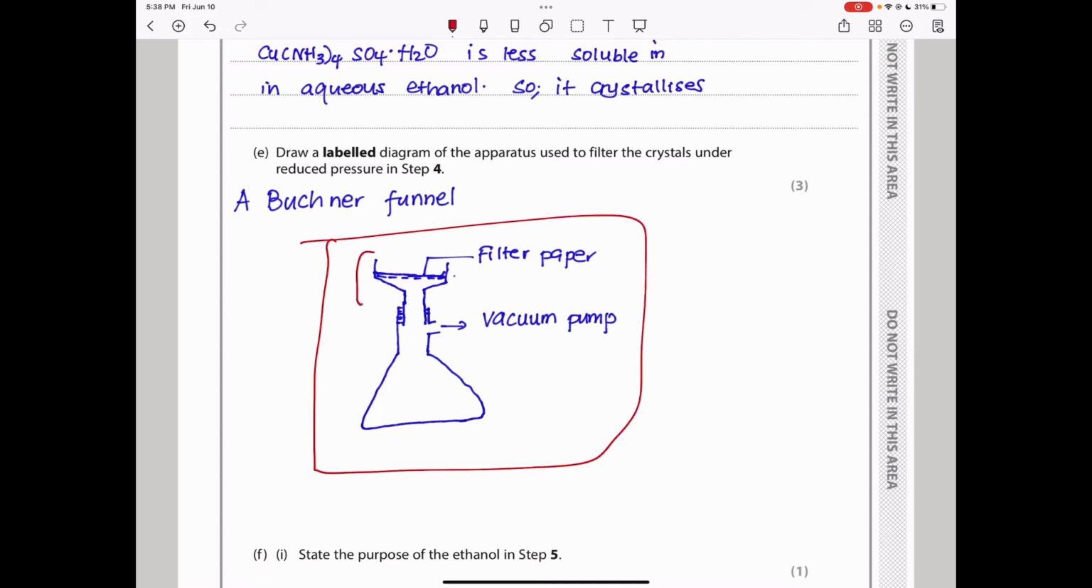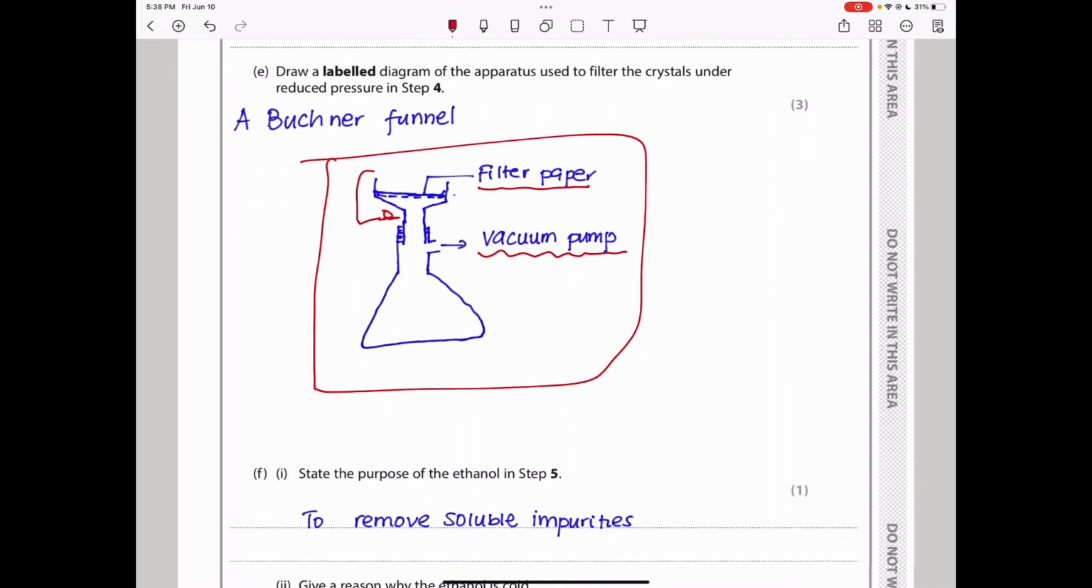However, the Büchner funnel is the funnel we are using to filter. You have to show the opening, the part that leads to the vacuum pump, and the filter paper has to be laid flat, basically laying flat within the funnel.